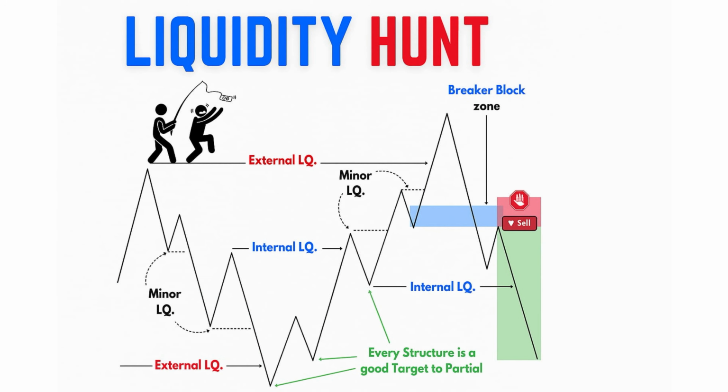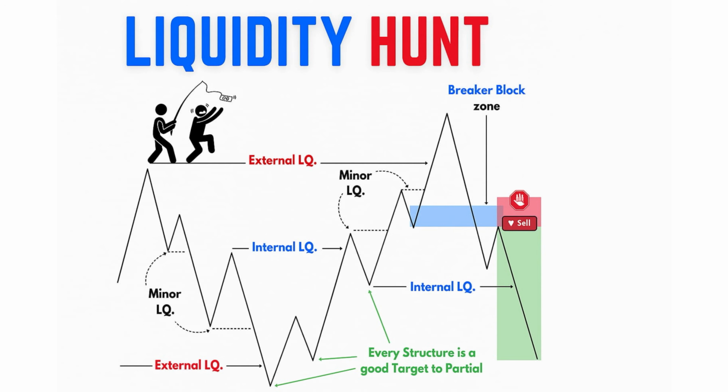Now, if we zoom in on that manipulation phase, we see it's not random. It's a calculated liquidity hunt. The price is being driven specifically towards a breaker block zone. Think of this as a wall of pending orders that the large institutions want to trigger. They're targeting several types of liquidity pools: external LQ beyond recent highs or lows, minor LQ at smaller swing points, internal LQ within the range, and interval LQ around key levels.